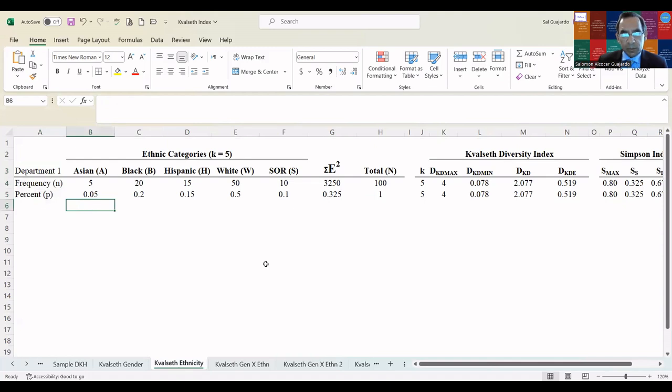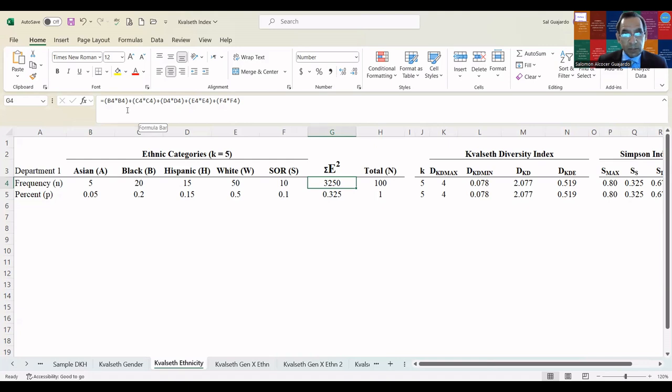Again, like in previous episodes, here is the data for ethnicity. So I have Asians, Blacks, Hispanics, whites, some other race. For the Asian workforce, I have 5. I have 20 individuals for the Black workforce, 15 individuals for the Hispanic workforce, 50 individuals for the white workforce, and 10 of some other race. Again, when I square the frequencies, I get a value of 3,250.